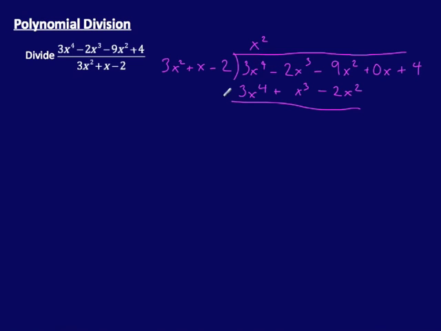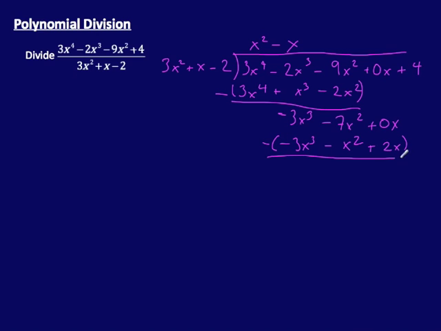So when we subtract, 3x to the fourth becomes 0. Negative 2x cubed minus another x cubed is negative 3x cubed. Negative 9 plus 2, negative 7x squared. And I'm going to bring down the 0x. 3x squared times what gives me negative 3x cubed? Well, it's negative x. That gives me negative 3x cubed minus x squared plus 2x.